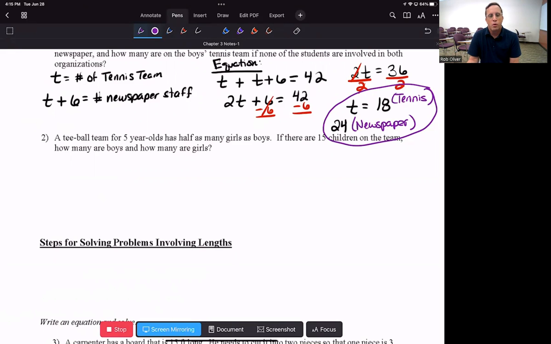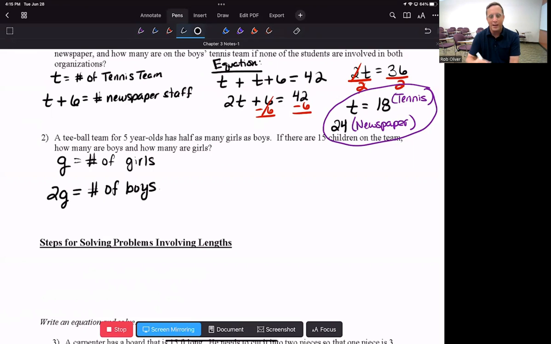Or you could think of it as double, right? Take the number of girls that there are. Let's say that's G. I'm going to prefer this way. I'm going to say G is going to equal the number of girls. And we're not going to use B for boys. We're going to do 2G, and that's going to represent the number of boys, because that expression relates to G. It's dependent on that G, the number of girls.